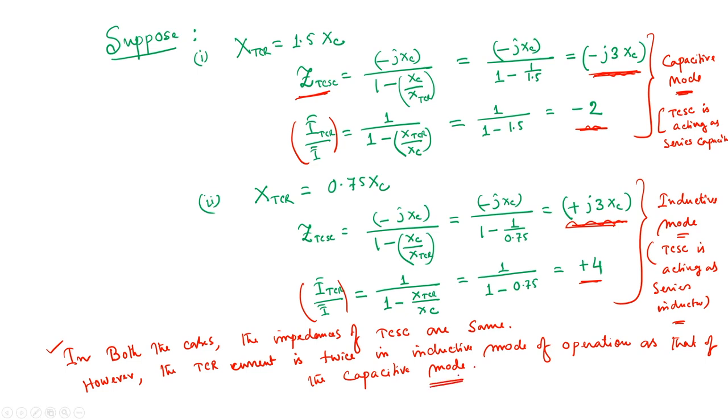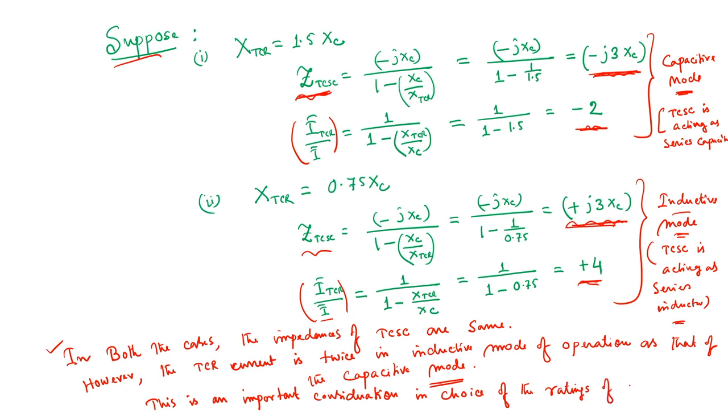Okay. Now, why is it so important to have this case study? You can see that although in both cases the impedance offered by the TCSCs is the same, the current flowing through the TCR is double when we have the inductive mode of operation. This is very useful in the choice of the rating requirement of the switches. So, this is an important consideration in the choice of the ratings of thyristors.